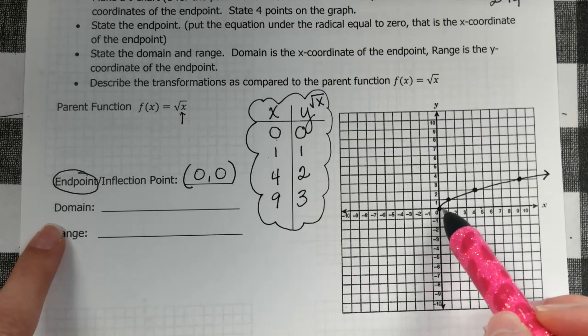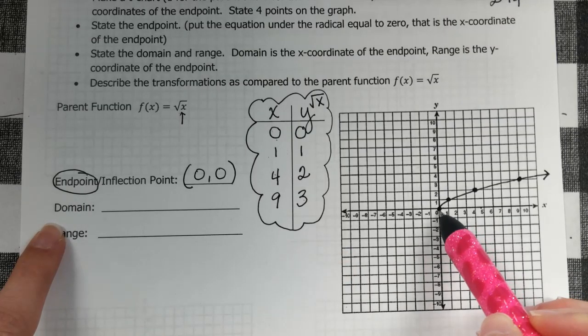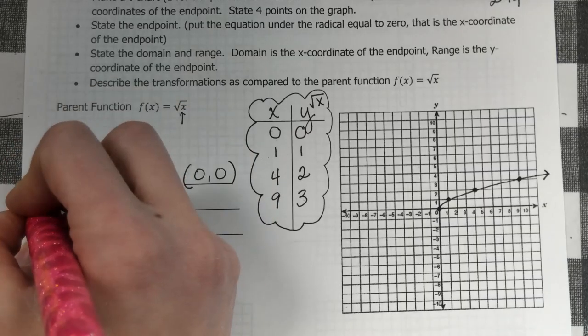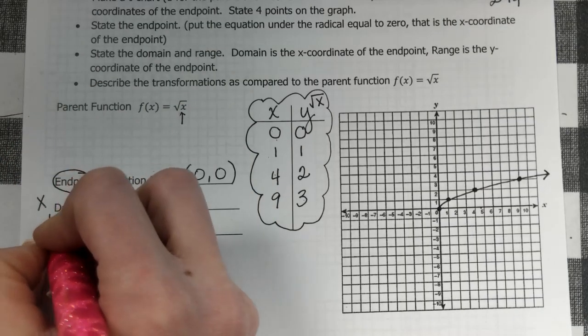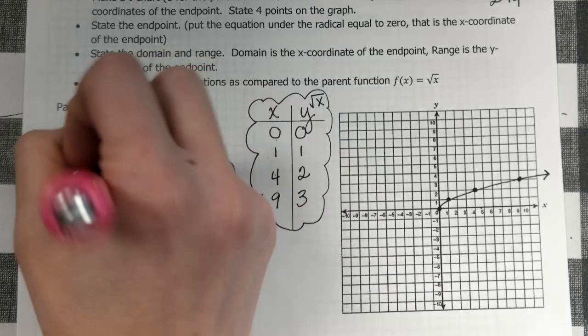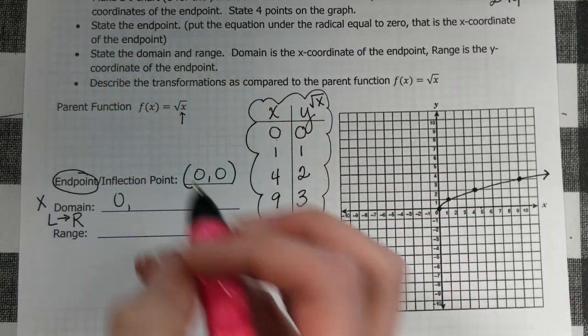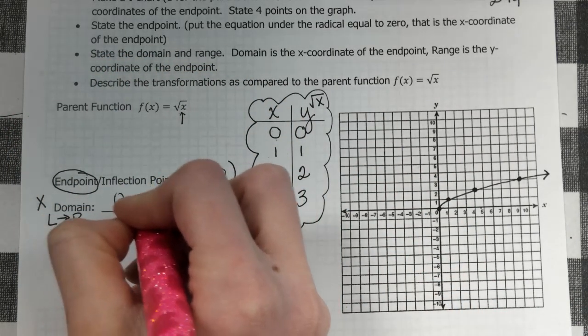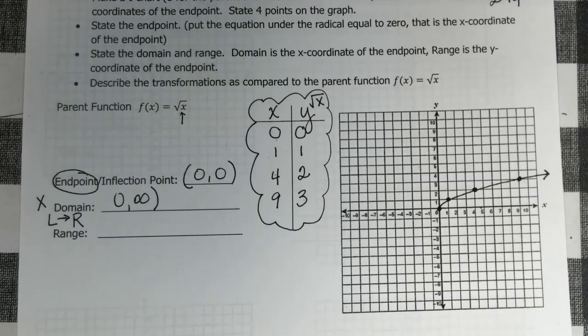Okay, so if I'm looking at my domain, if my domain is a set of all possible x values, I look left to right. Okay, look at that graph. What do you think your domain is going to be? 0. 0 to what? Infinity. What goes on the 0? The bracket. A bracket. Good job.